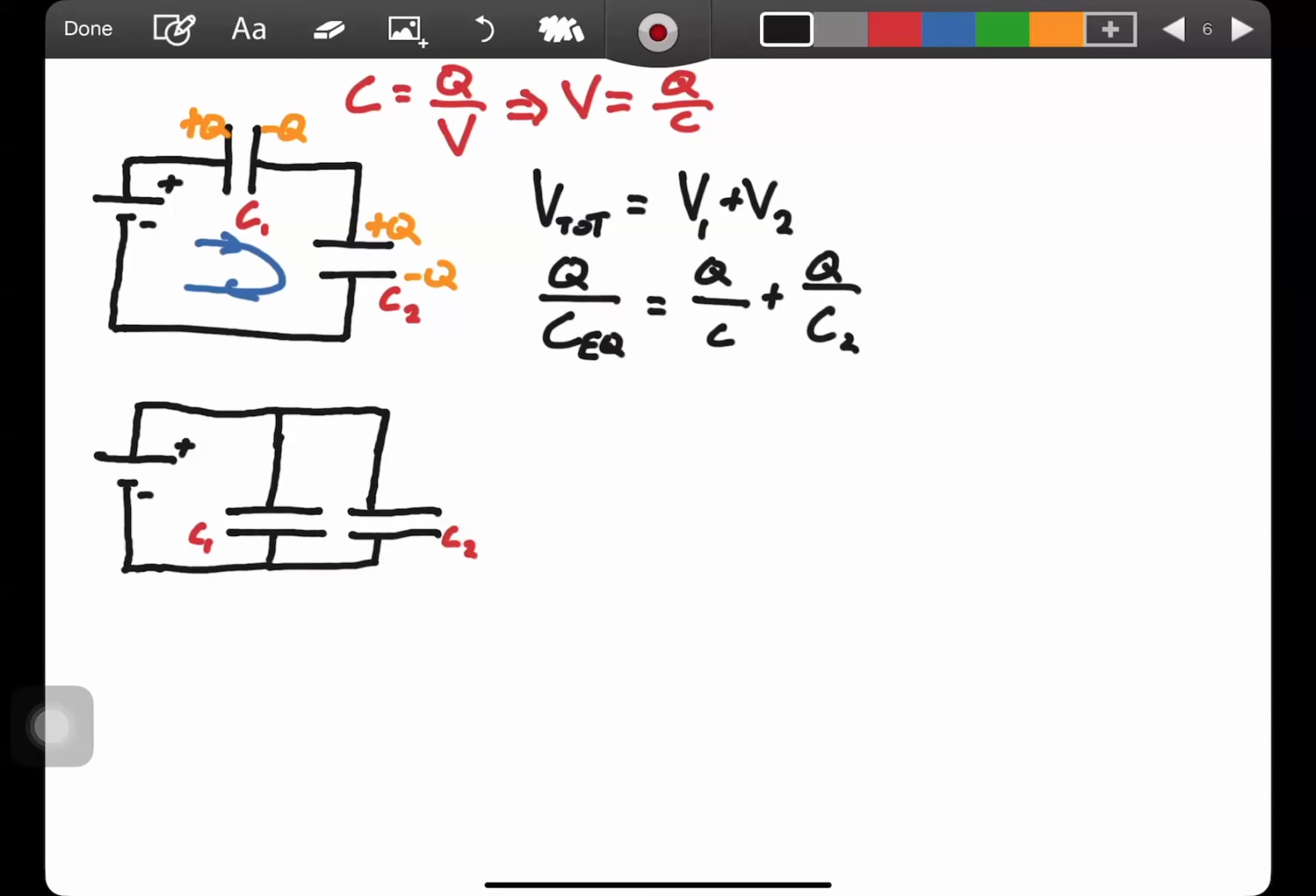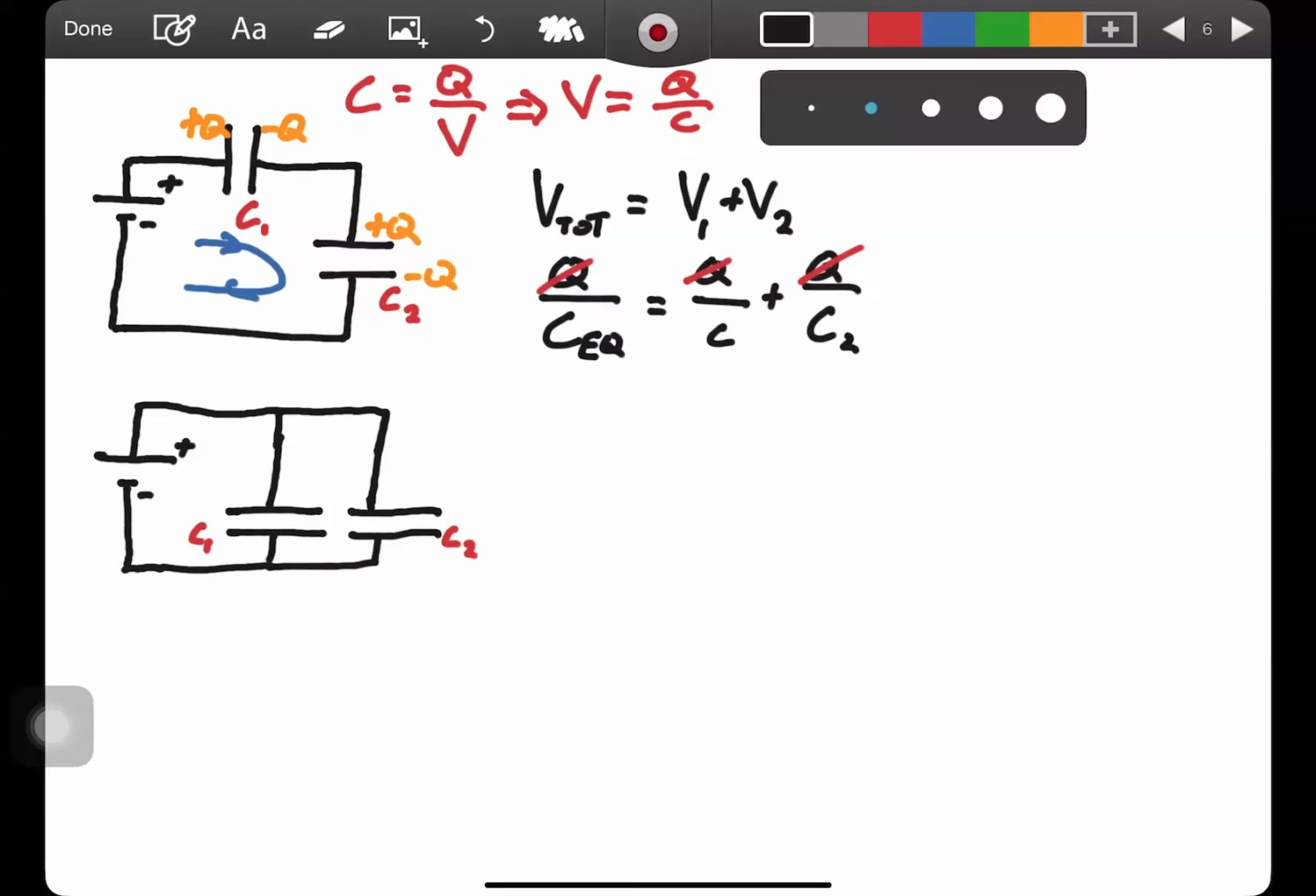So I simply rewrote my capacitance equation so I could express voltage as charge divided by capacitance, and then I substituted it into my series equation where I know the total voltage is equal to the sum of the voltage drops. Notice that the Q is the same in each term because the total charge in the circuit is conserved. We're not interjecting more charge, nor is charge leaving the circuit. So the total charge is conserved. And so what that means is that each of these terms cancels out.